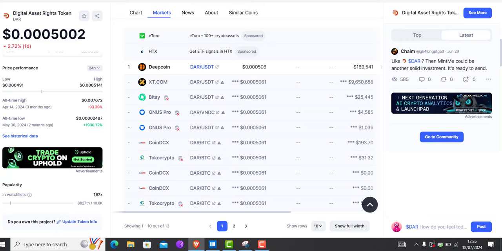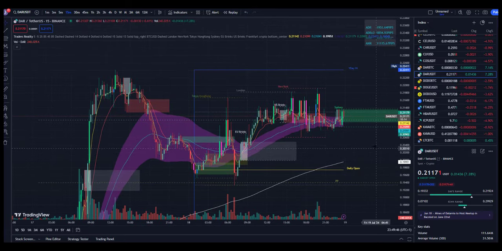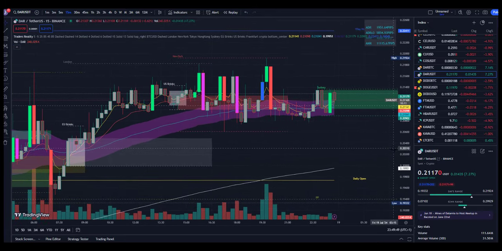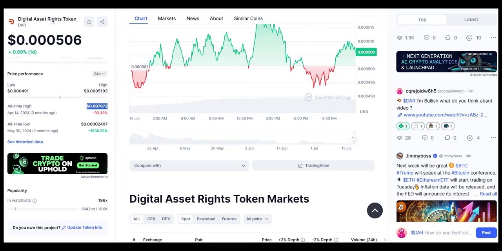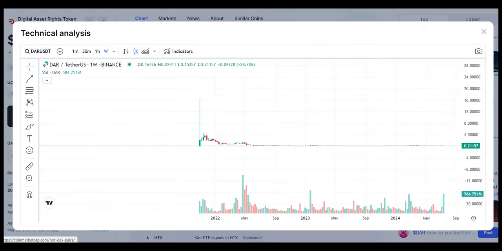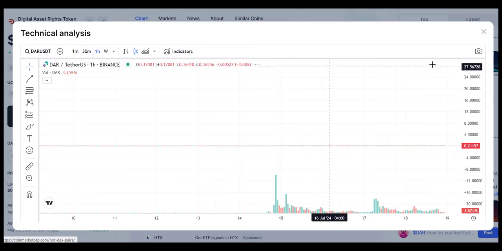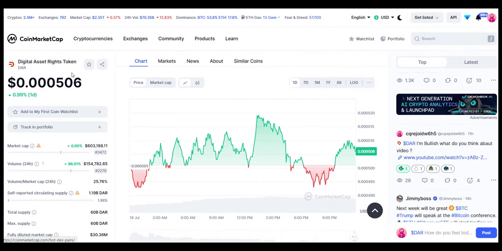Okay, so let's take a look at the time frame, guys. So let's take a look at the chart, guys. As you can see, for some reason, I can't find DAR, digital asset rights token. For some reason, if we are on CoinMarketCap and then go to TradingView, the price is different than what we can see here on the platform, okay? So I don't know what that means. It just makes me confused. So I'm not too sure what is going on.